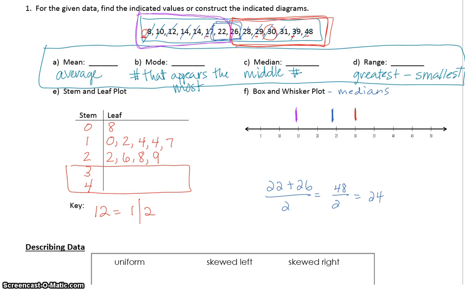And so what this does is it creates a box here. And now we need our whiskers. So our highest number is 48. Let's put a line there, or a segment there. Connect like that. And our lowest number is 8. So we'll put a segment where 8 is and connect. So this is our box of medians, and these are our whiskers to the highest and lowest point.